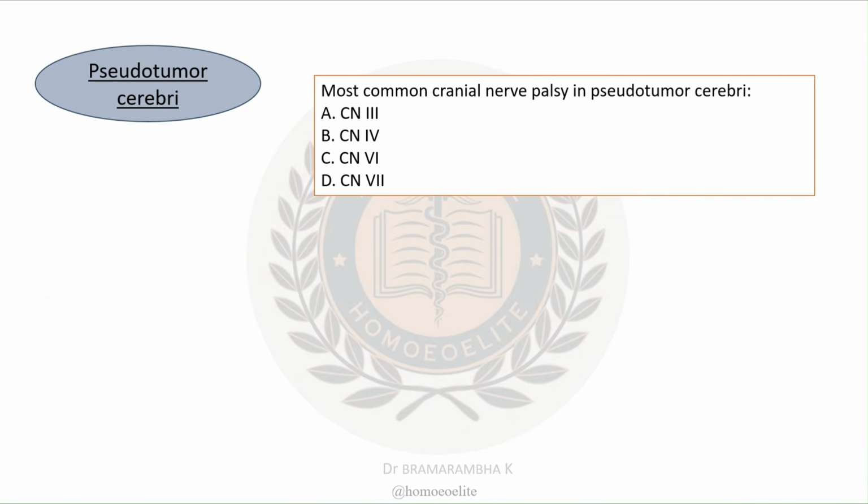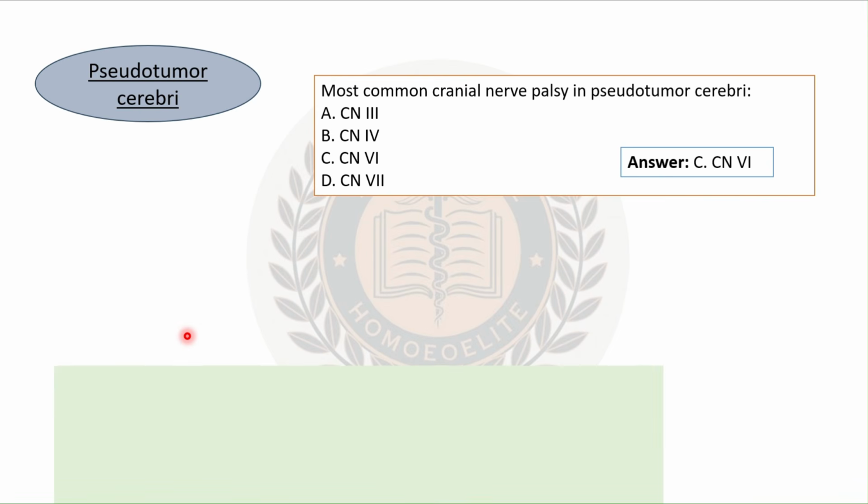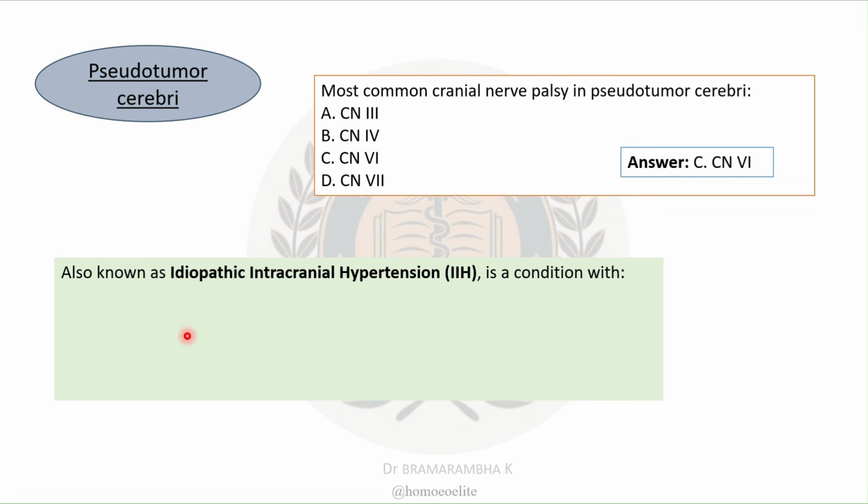Pseudotumor cerebri. Before discussing the topic, we'll just try to solve this MCQ. The most common cranial nerve palsy in pseudotumor cerebri: cranial nerve 3, cranial nerve 4, cranial nerve 6, cranial nerve 7. So the answer is cranial nerve 6. So we'll see what this pseudotumor cerebri is. It is also known as idiopathic intracranial hypertension.